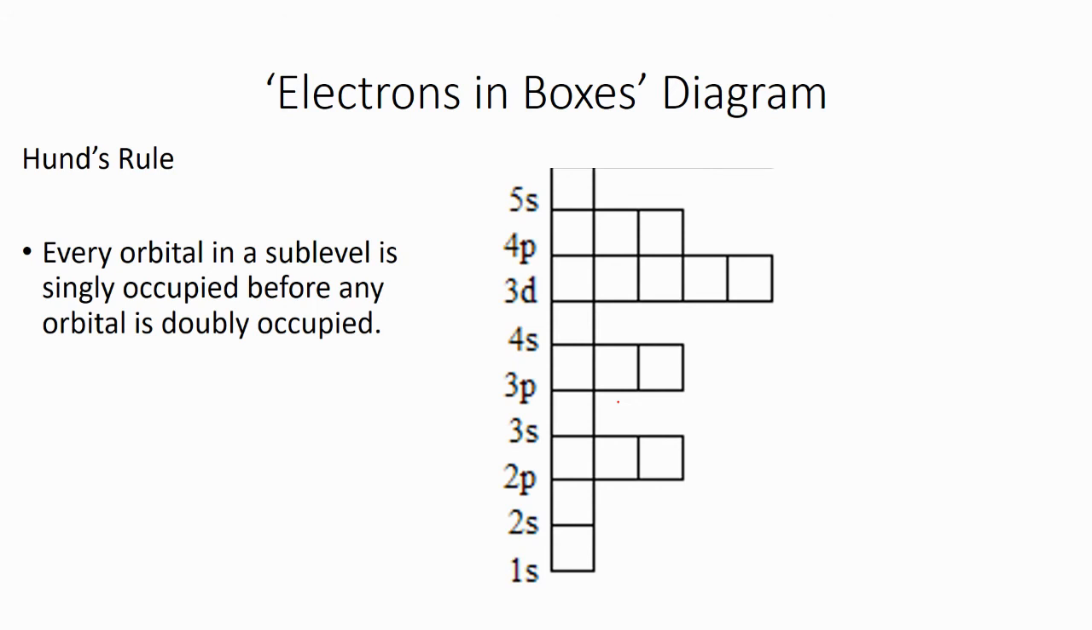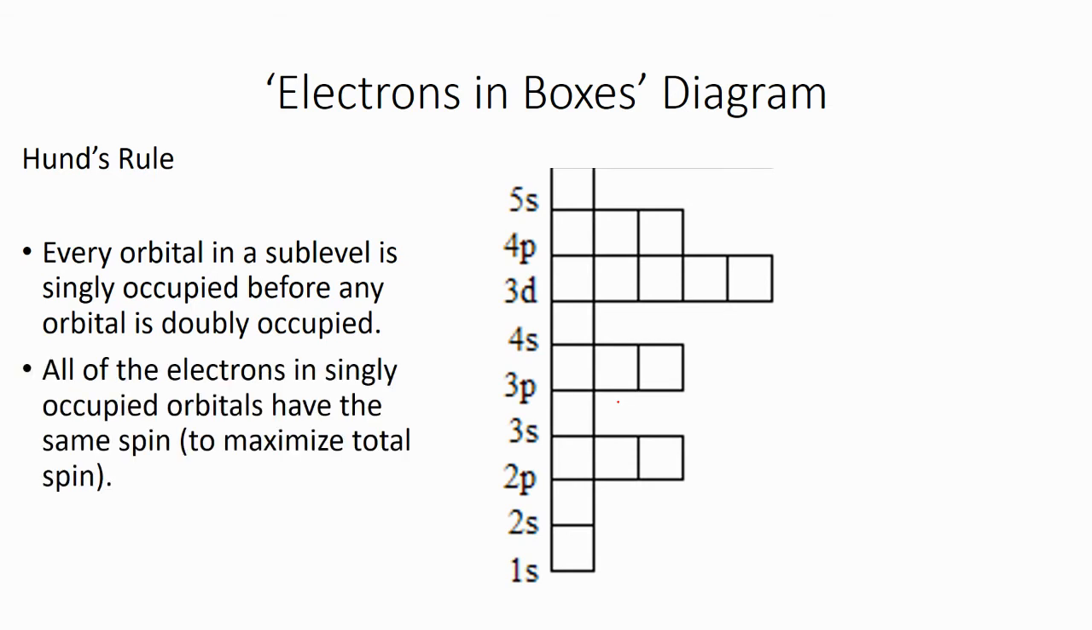Every orbital in a sublevel is singly occupied before any orbital is doubly occupied. Each orbital can have 2 electrons, and they spin in opposite directions, so we use arrows to draw them. All of the electrons in singly occupied orbitals have the same spin. So we start off with hydrogen, which has 1 electron in the 1s, and then 2 electrons would be helium, and then we keep filling.